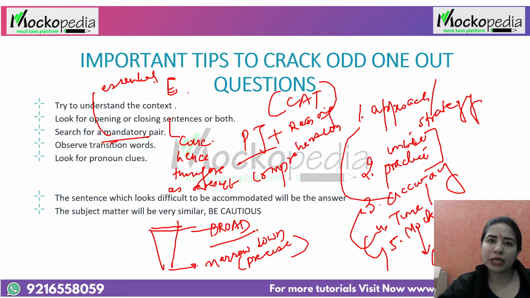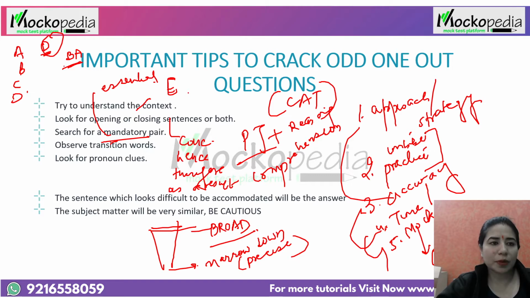So if you know an opening statement and you know one mandatory pair, then if it is a four sentence para jumble, placing that one sentence that is remaining would not be very difficult, right? Say for instance, I'm just giving you an example. There are four sentences that you need to rearrange. Now you have come to this conclusion that D is my opening statement, and there is this B and A, which is a mandatory pair.